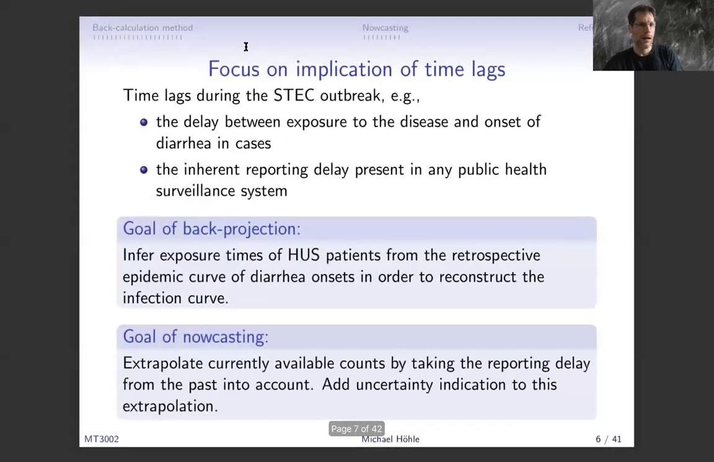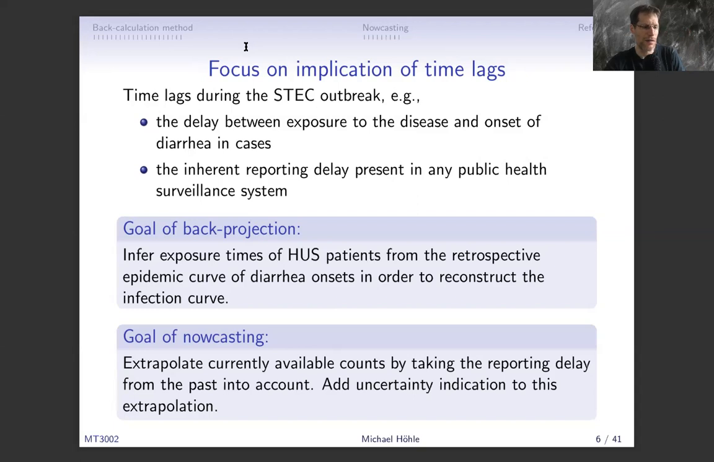Okay. So these time lags, there are two which we will consider in particular. The one is the delay between exposure to disease and onset of diarrhea here in the cases. So that will be what we will call the incubation time period. And then there's the inherent reporting delay present in any public health surveillance system. It can be smaller or larger, which is the delay from here we will say it's the symptom onset until you have the report, but it could be from hospitalization until you have the report in order to take out that.